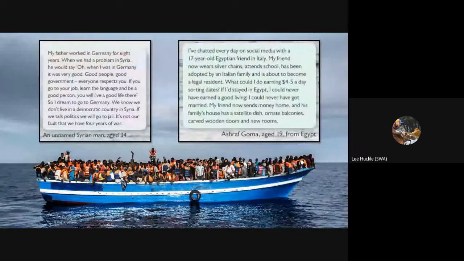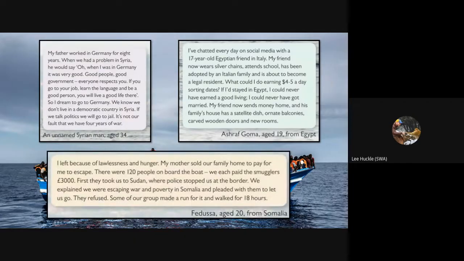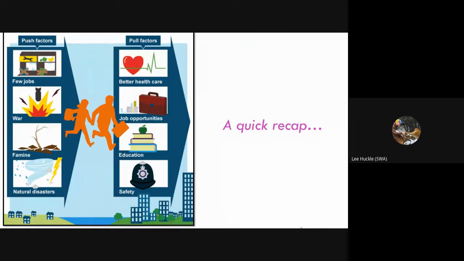Again, we looked at some examples here. We had a Syrian man aged 34, which we discussed, and we had a 19-year-old from Egypt that we looked at their story. And also Fiducia, aged 20, from the country of Somalia. We didn't delve into this in too much depth because you know this from GCSE, and we'd already done it previously in the first couple of lessons.